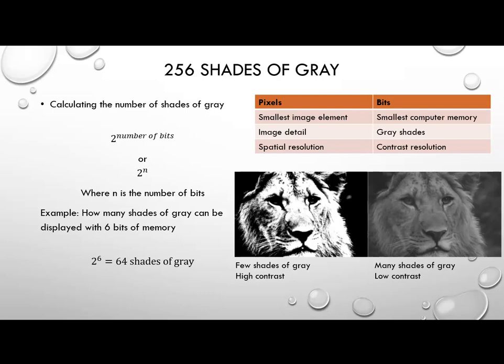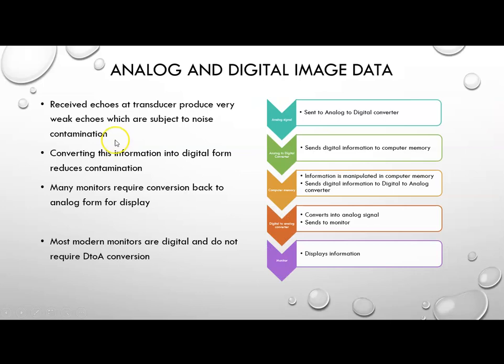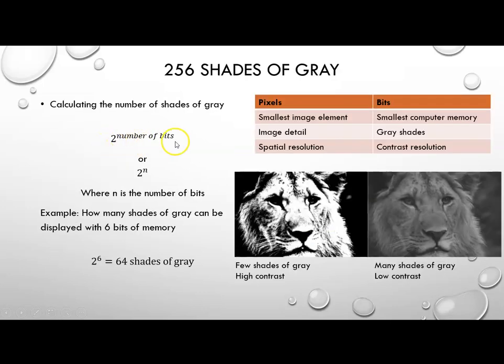So some of the questions you may see on the SPI exam is how many shades of gray can be displayed with 6 bits of memory? And the answer to that is always going to be 2 raised to the power of the number of bits. Okay, 2 to the n, where n is the number of bits. So how many shades of gray can be displayed with 6 bits of memory? 64 shades of gray.